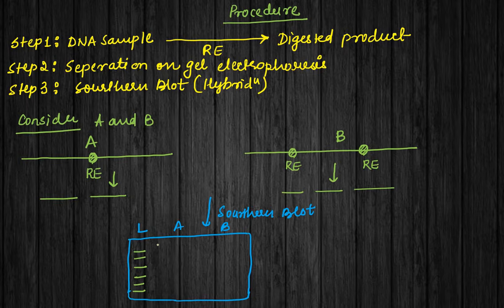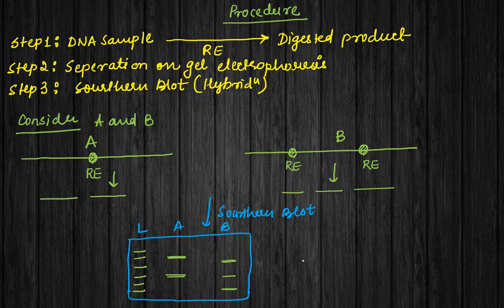So suppose person A is getting two bands, right? One here and the second one here. For person B, there will be a total of three bands. One may vary at this point, second at this point, third at this point. So this is how we are going to get bands after the autoradiography technique.